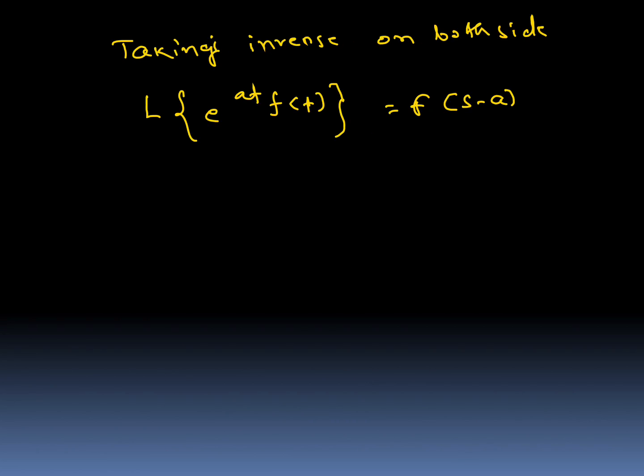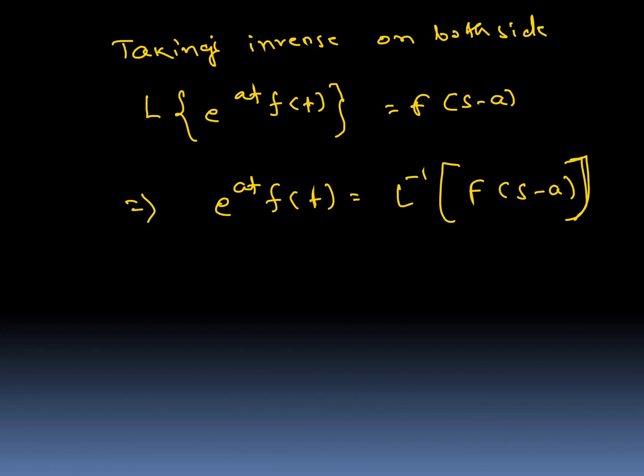So taking the inverse on both sides, we will get e to the power at f of t is L inverse of F of s minus a. These formulas are very important for the upcoming exam. Sometimes they ask only formulas. So from the first shifting theorem, for e to the power at, we know Laplace of 1 is 1 by s, so we will just subtract a. Laplace of e to the power minus at, then we have to add a, s plus a.